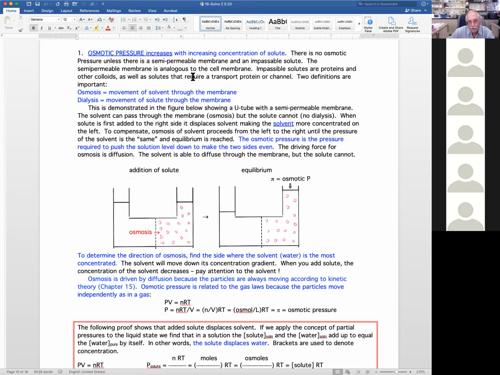So two important processes. Osmosis is the movement of the solvent through the membrane, where dialysis is the movement of solute through a membrane. So right now, we're talking about movement of the solvent through the membrane.